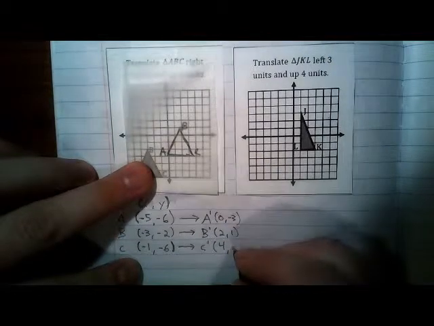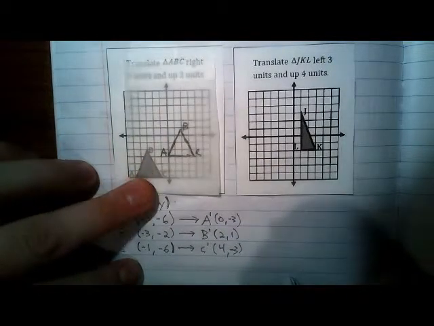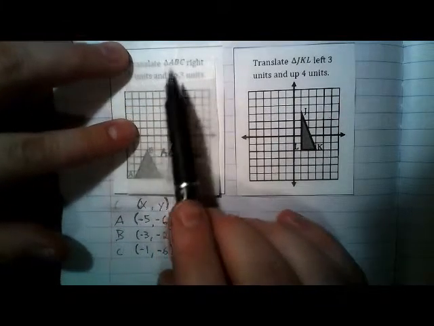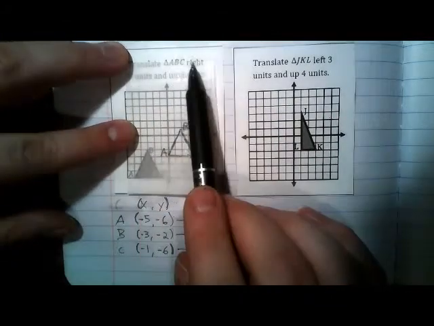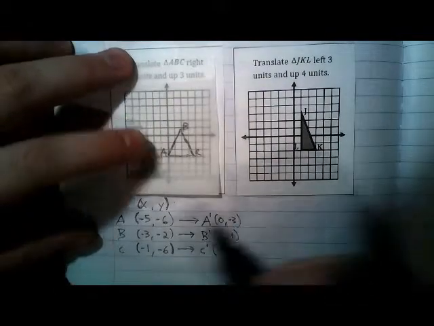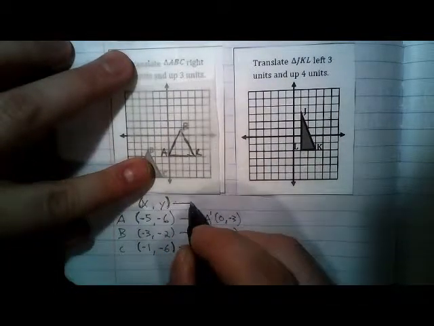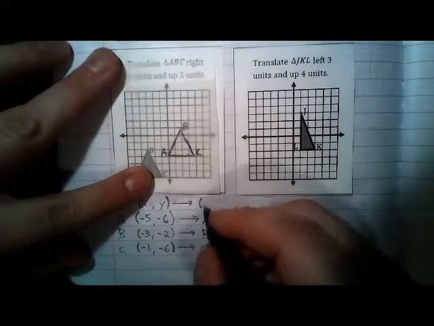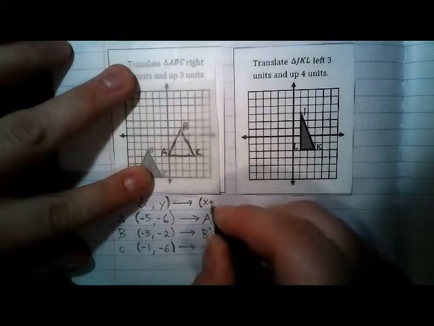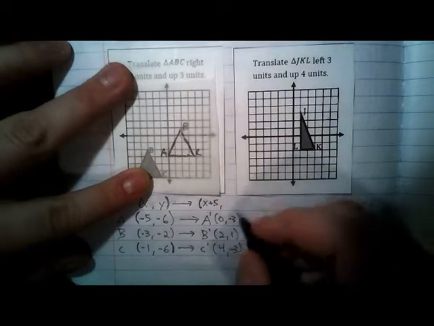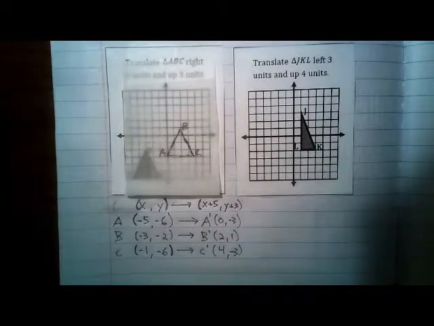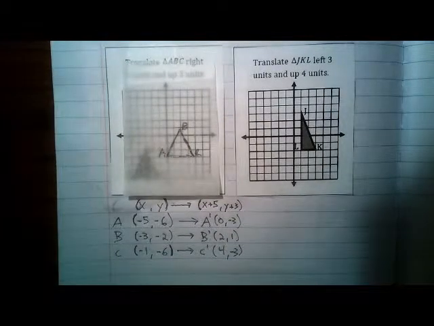Which makes sense because when we're asked to translate 5 units to the right and 3 units up, we're taking x and y and we are adding 5 to x and adding 3 to y. So there's my translation.